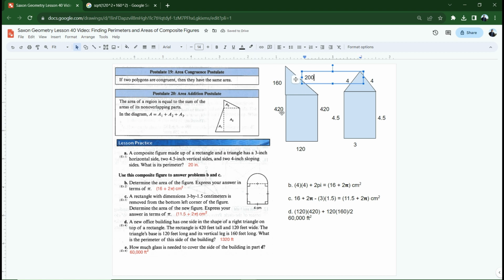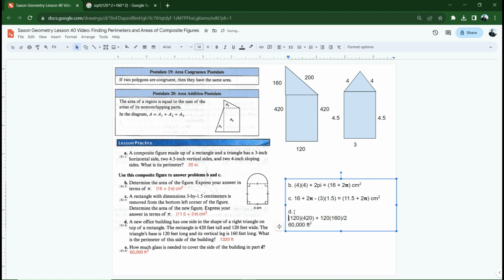Okay, so now I just add all these together. 160 plus 120 is 280. 280 plus 420 is 700. 700 plus 420 is 1,120, and then 1,120 plus 200 is 1,320. 1,320 feet, adding all of the sides together. So D was adding all of the sides, and E was finding the area. I accidentally found the area first because I didn't read the problem carefully. But this one's 1,320 just by adding all of these sides together.